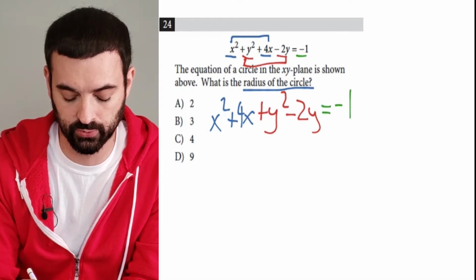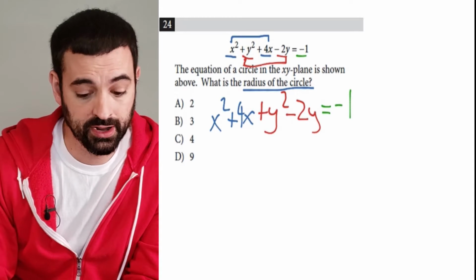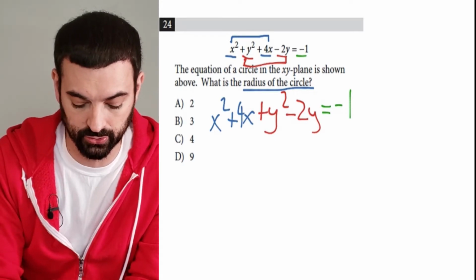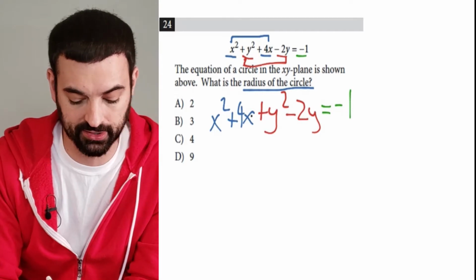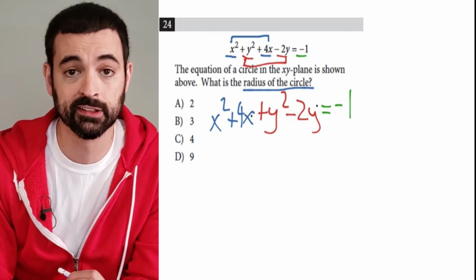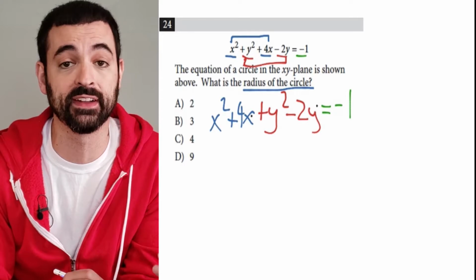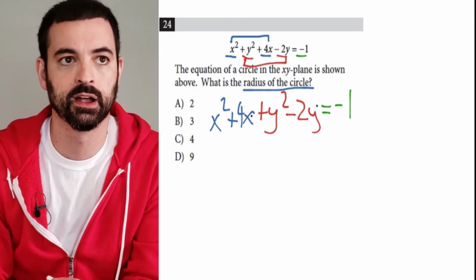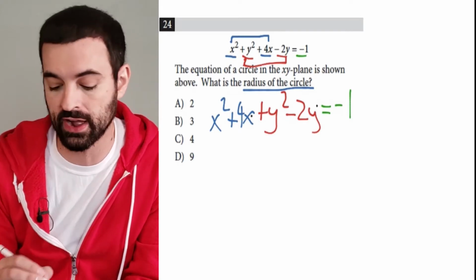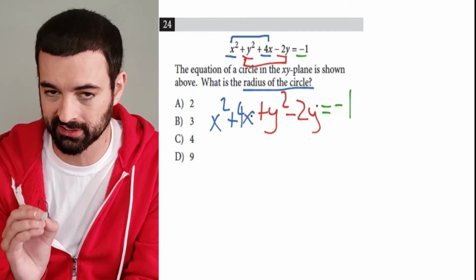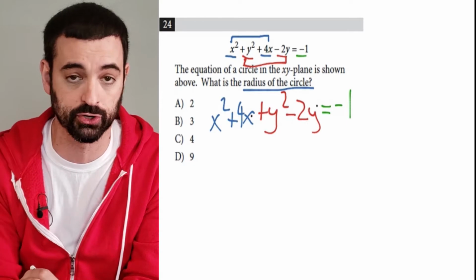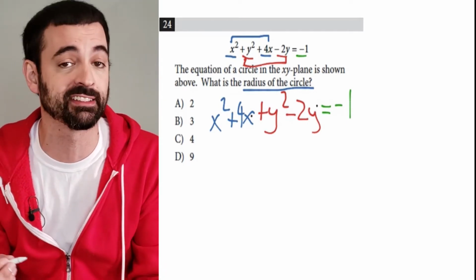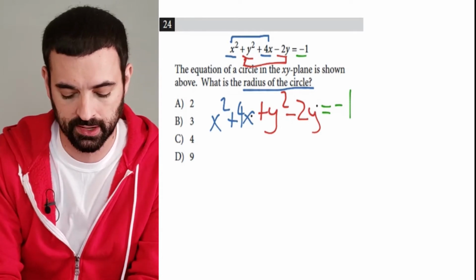equals negative 1. Okay, now I need to add some numerical value to my x terms and to my y terms so that I have perfect squares. If I have perfect squares, then I can simplify them so that they fit the format of our circle formula. And you've done this maybe as long as you made it to Algebra 2. If you haven't seen it yet, then this is a self-contained skill. Don't think that you need to branch out.